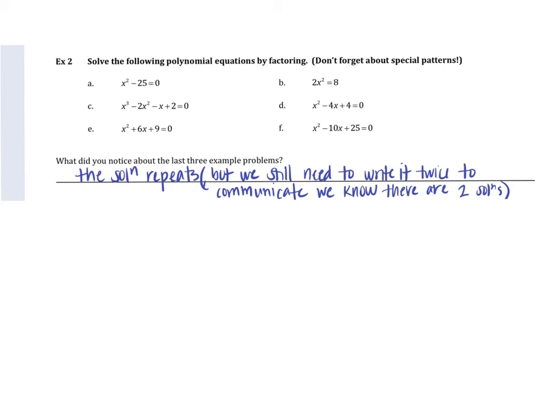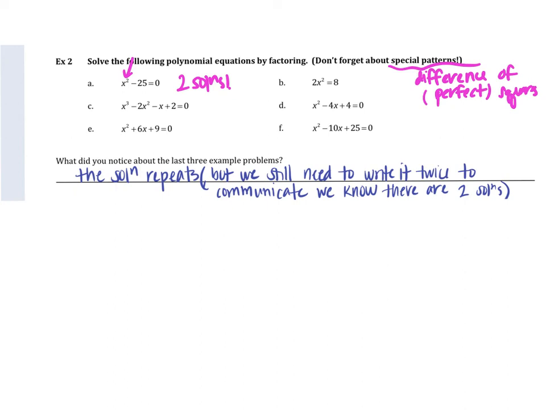Okay, so example 2 says solve the following polynomial equations by factoring. Don't forget about special patterns, so we mean difference of squares. And really I'm going to add the word perfect squares in. Okay. So what I want to notice is we're just going to talk about how many solutions we should have. So for A, if I would ask you how many solutions are you going to find, you should answer 2 because the highest exponent is 2.